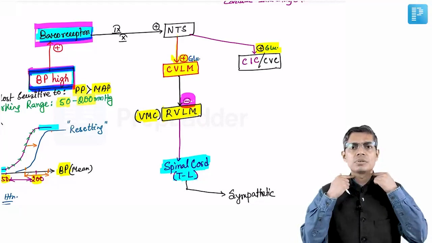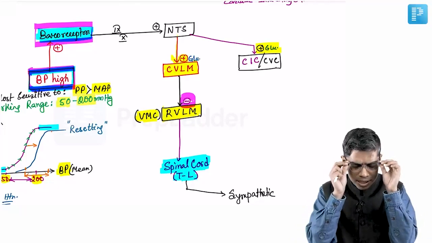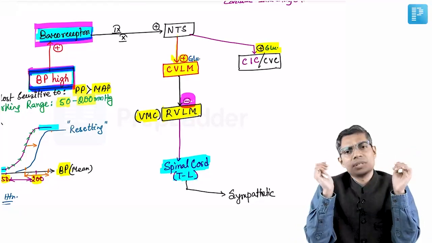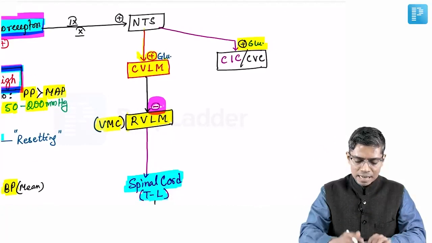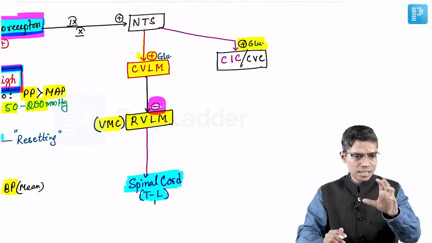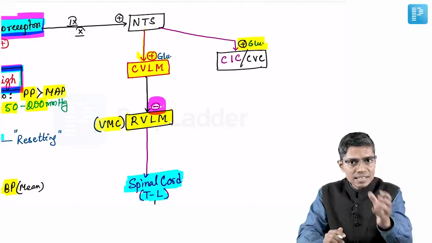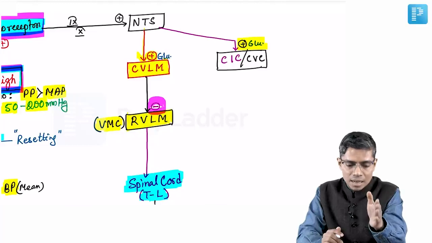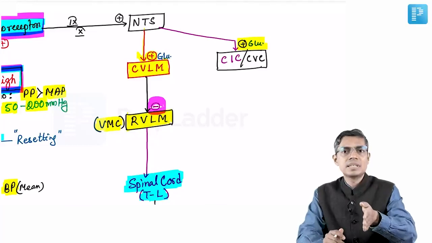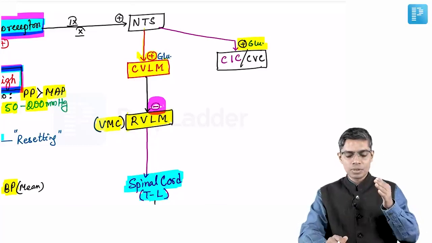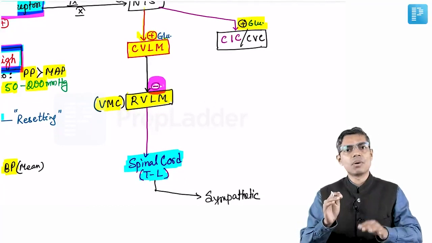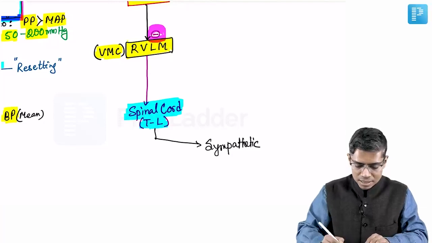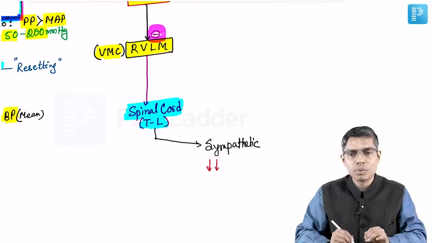Whenever blood pressure will shoot out, this carotid sinus baroreceptor, they are very sensitive. They will be immediately activated within few seconds. Whenever that is activated, the signal will go to the level of this NTS. NTS will be activated, CVLM will be activated, but that CVLM is going to inhibit the RVLM, and RVLM is directly related with the sympathetic system. So if your RVLM is inhibited, your sympathetic system will also be inhibited. That means I can understand the sympathetic system will go down.